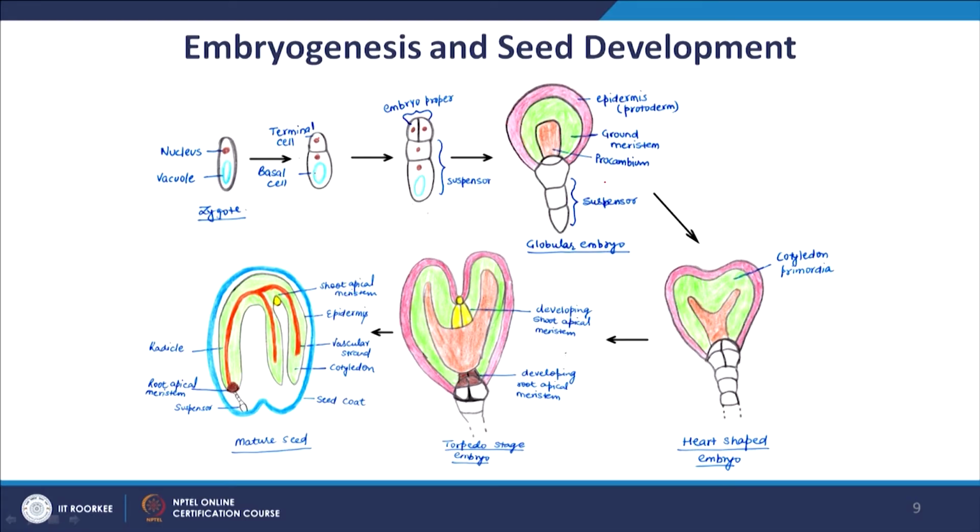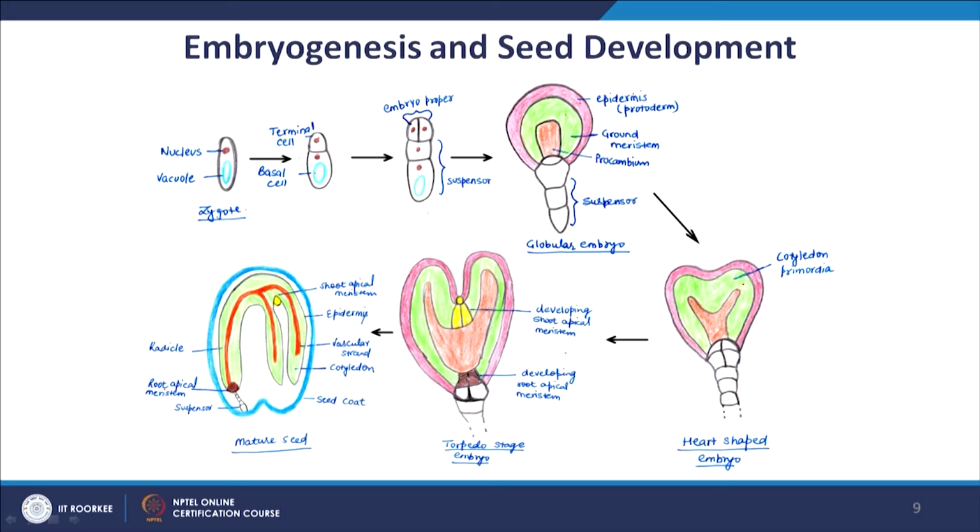At this stage, the shape of the embryo looks globular, and this stage is called the globular embryo. During the globular embryo stage, the three major body tissues are established. The outermost layer is called epidermis or protoderm, the middle layer is ground meristem or ground tissue, and the innermost layer is procambium.